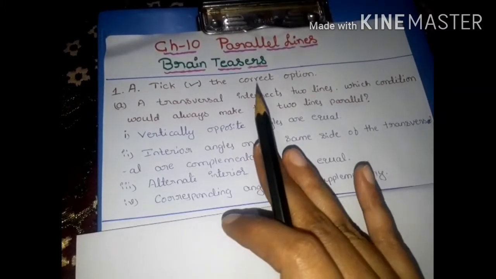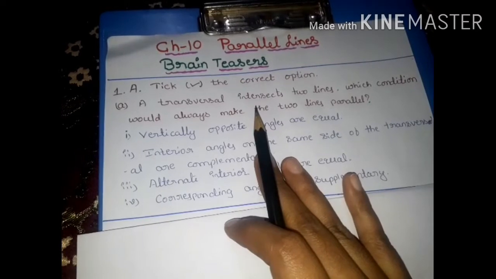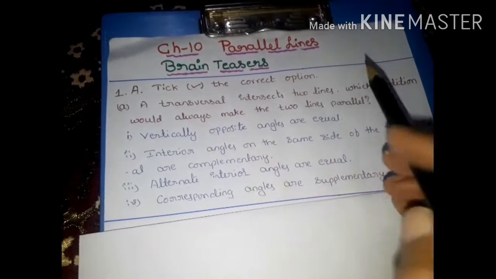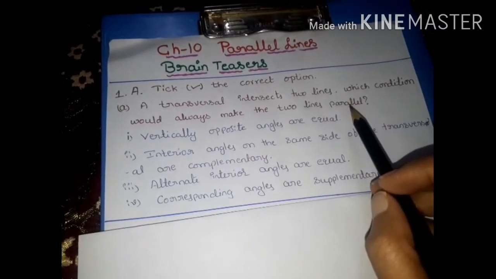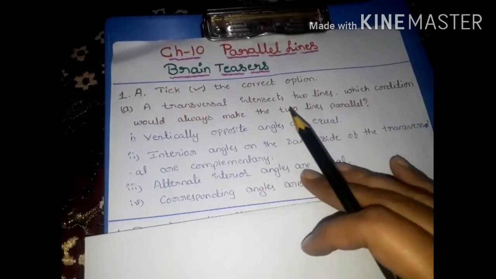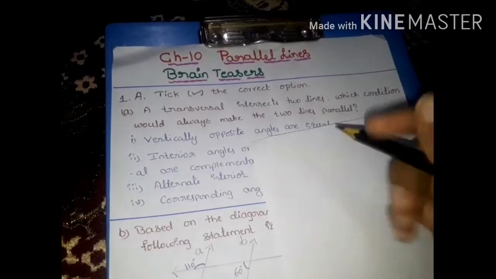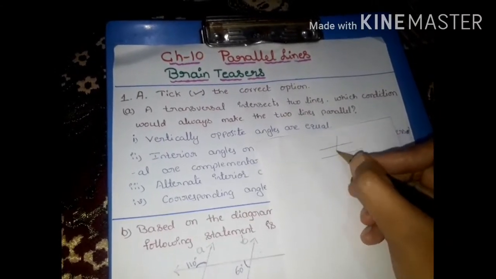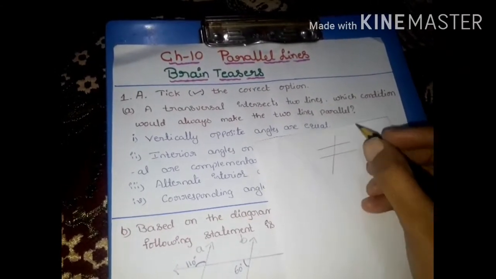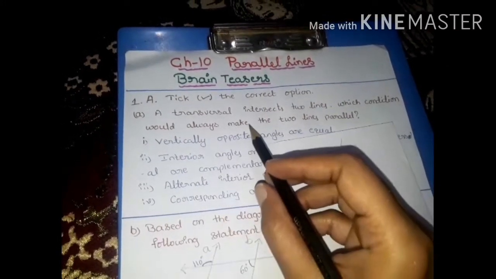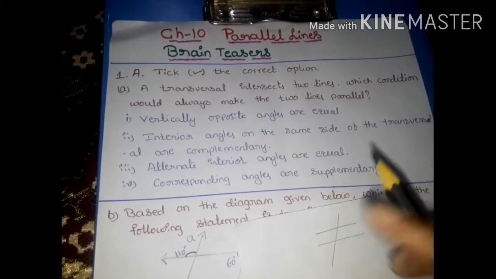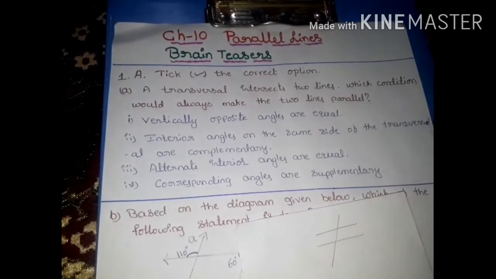This concept we discussed in worksheet 1 and 2. While explaining worksheet 1 and 2, we discussed basic concepts on parallel lines. Here, they said that a transversal intersects two lines. Which condition would always make the two lines parallel? Four options are given. Under that, which condition always makes the two lines parallel?